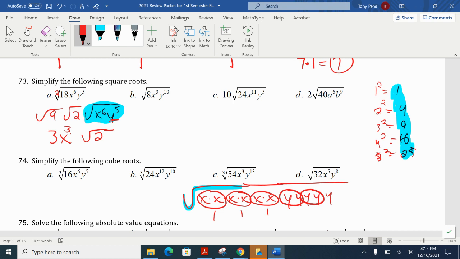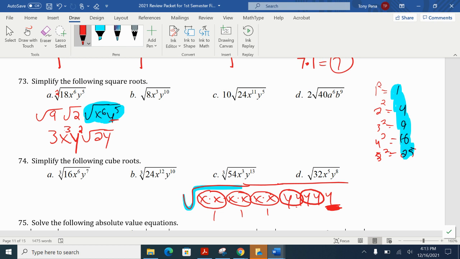So I'm going to come back to this problem. I'm going to go y to the 2nd power. But if we look, we still have this extra y that did not have a partner, another y to make a complete set of 2. So because of that, he could not get taken out. He just stays underneath the radical.